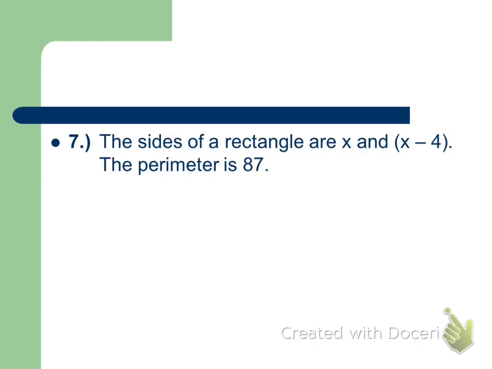All right, on number 7, this time we have a rectangle. Again, I'm hoping we all know what a rectangle looks like. It's got 4 sides, right angles. The sides of a rectangle are x and x minus 4. Well, that's weird. A rectangle has 4 sides and they only gave me 2 things.